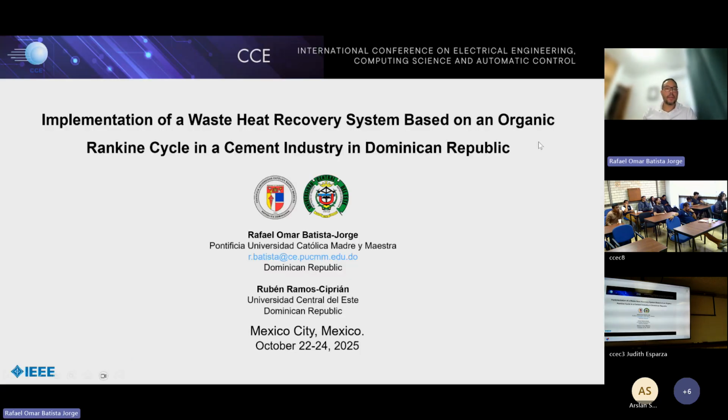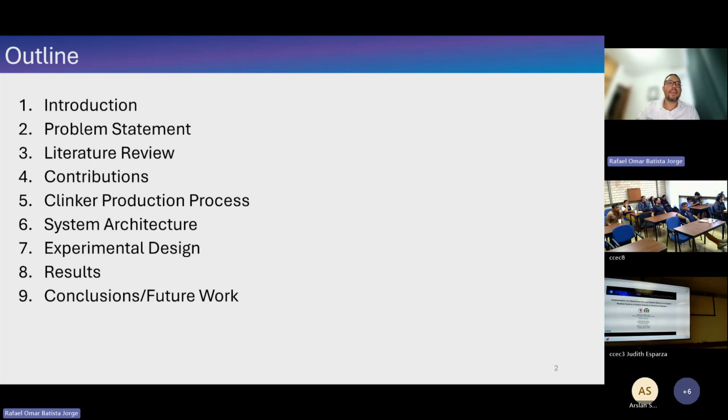And Rubén Ramos Cipriano is from Universidad Central del Este, Dominican Republic. This is the outline that we are going to develop today: the introduction, the problem statement, the literature review that motivates the contributions that we are proposing in this work, a little bit about the clinker production process, the system architecture that we have chosen, our experimental design, the results we have found, and the conclusions and future work regarding this project.